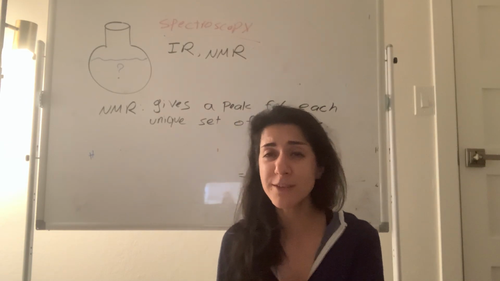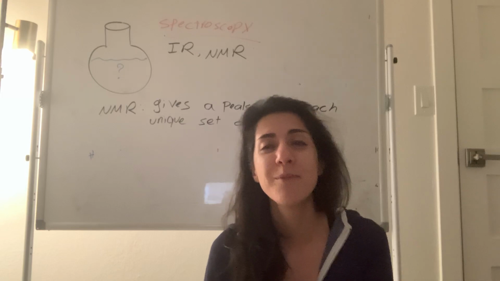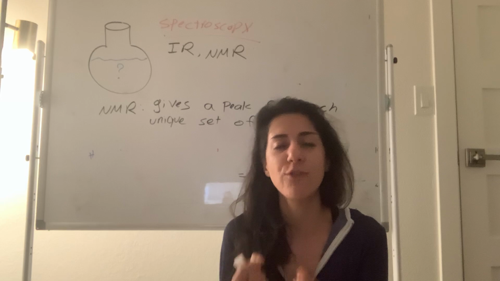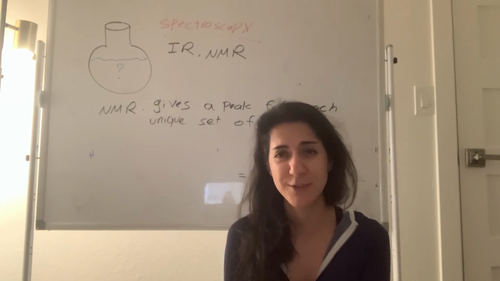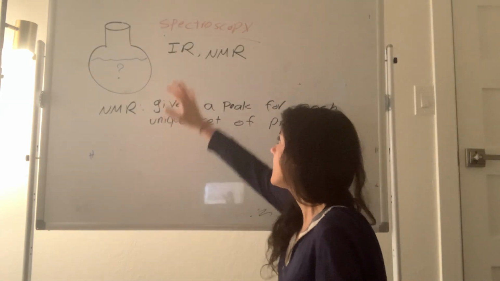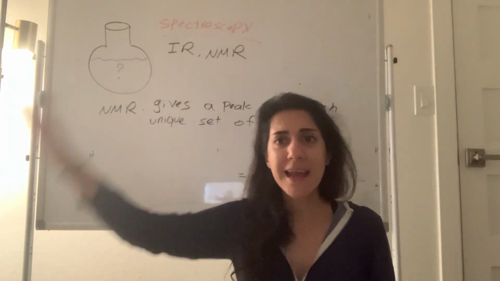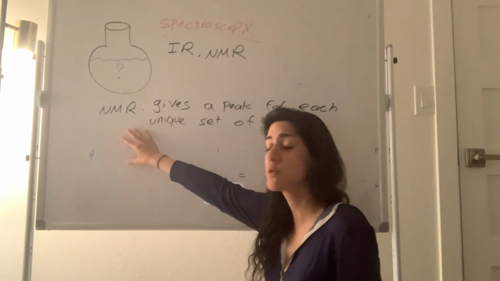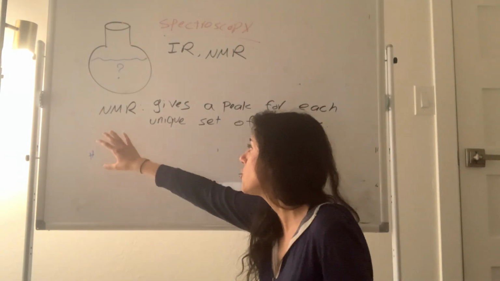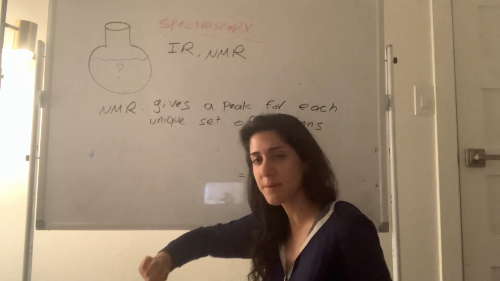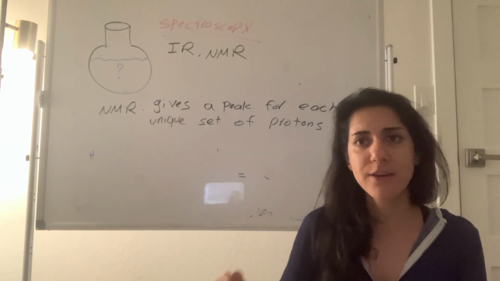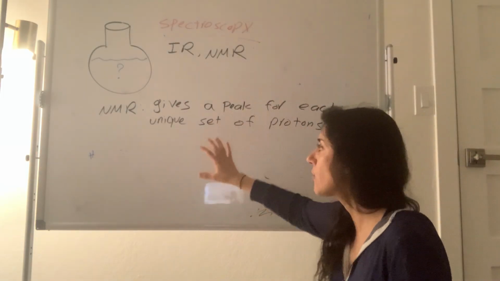Okay, so spectroscopy really matters in organic chemistry because it's going to help us figure out the exact structure of chemical compounds. So far, so good? All right. Like I said, we're going to go over IR and NMR later, but what I want to focus on today is NMR, nuclear magnetic resonance, which we're going to go over as a technique later. What NMR does is give you a peak for each unique set of protons. And this is all I'm going to go over today.